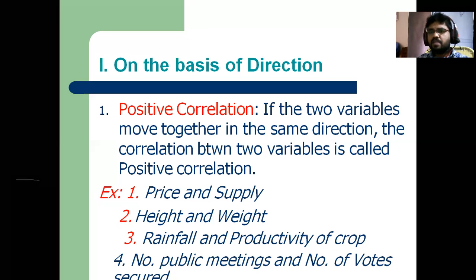Another example in our economics: expenditure on advertisements and sales of a particular commodity. For example, if a new company is going to come, they will spend more on advertisements. When their expenditure on advertisements increases, their sales may increase. So there is a positive relationship between the two variables. We will come to know that by using the diagram also.